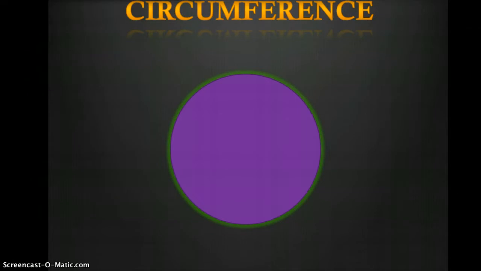Circumference is the distance or length around a circle. This is the answer to the equation you are trying to solve for. In the image shown, the circumference is represented by the green line.